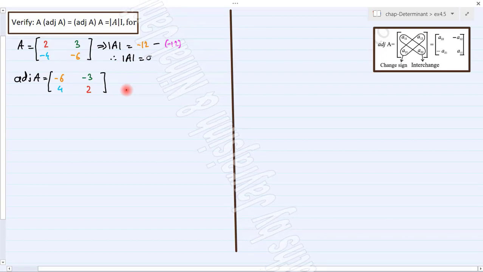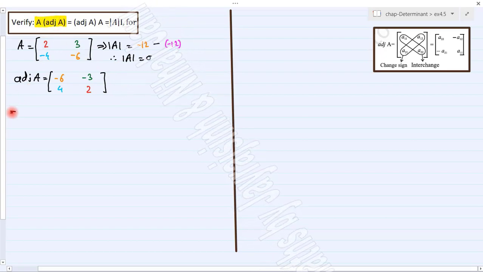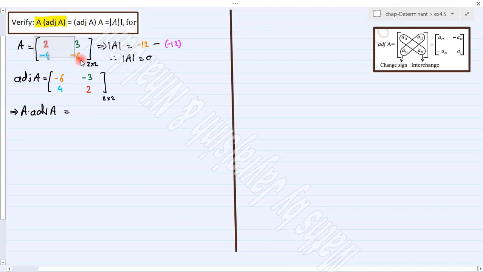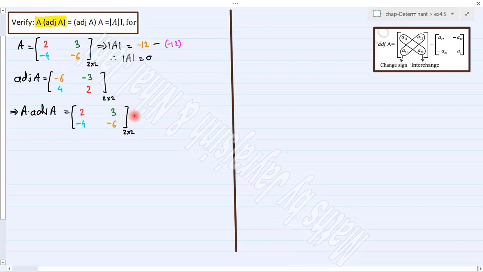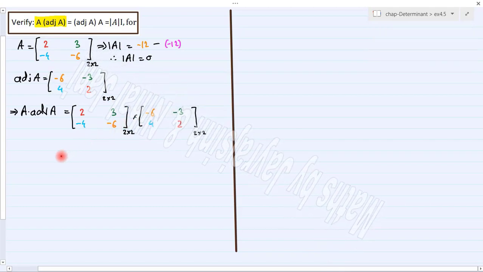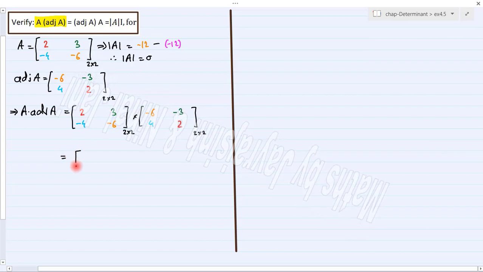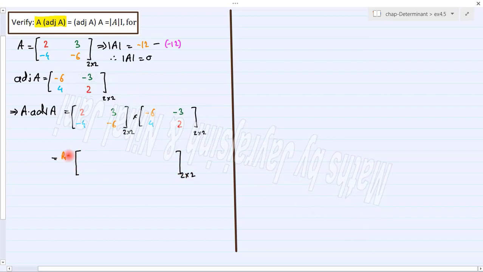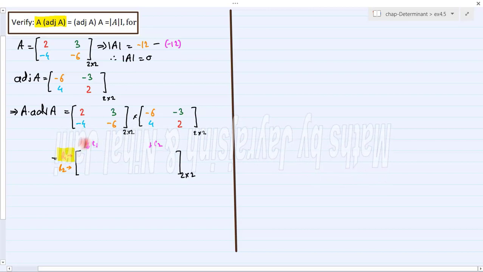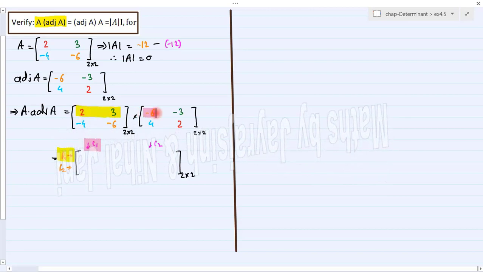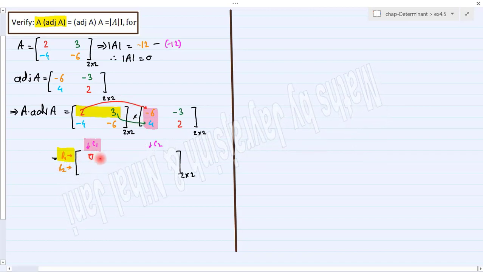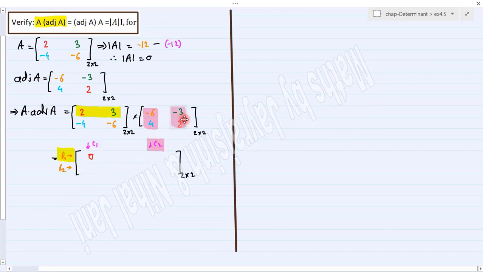Now let's find out all the terms one by one. The first term is product of A into adjoint of A. So let's get your matrix A, which we have to multiply with your adjoint of A. Now we know that both matrices are order of 2 cross 2. That means your resultant matrix will also have order of 2 cross 2. So let's get your first element, which is in first row and first column. So we have to multiply corresponding terms of first row and first column. So we'll get 0.